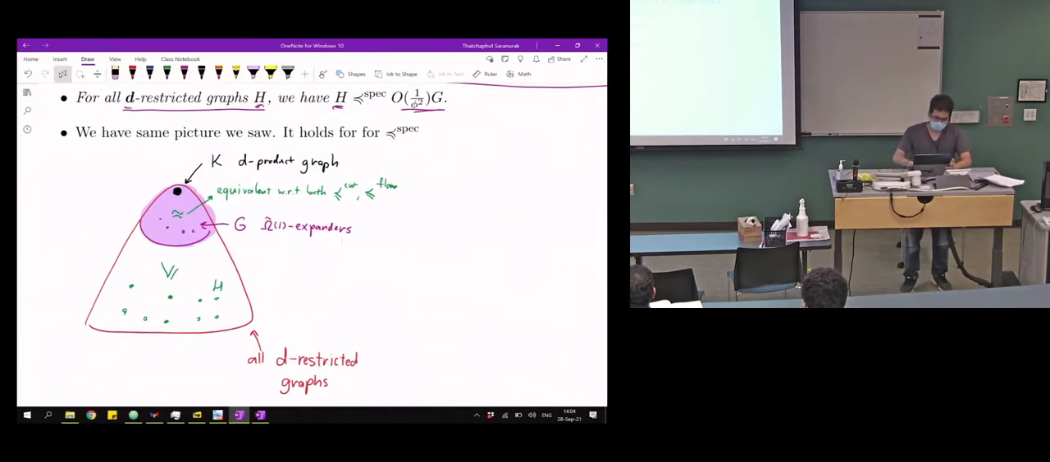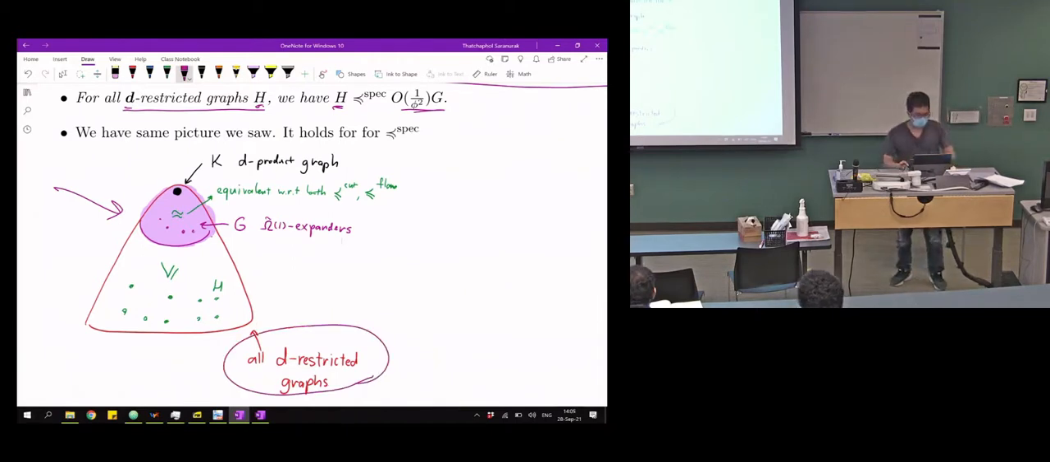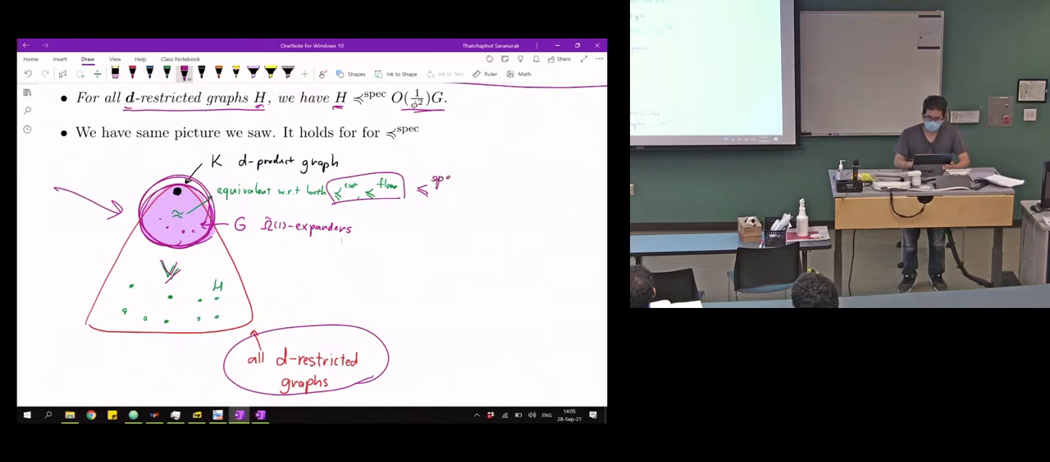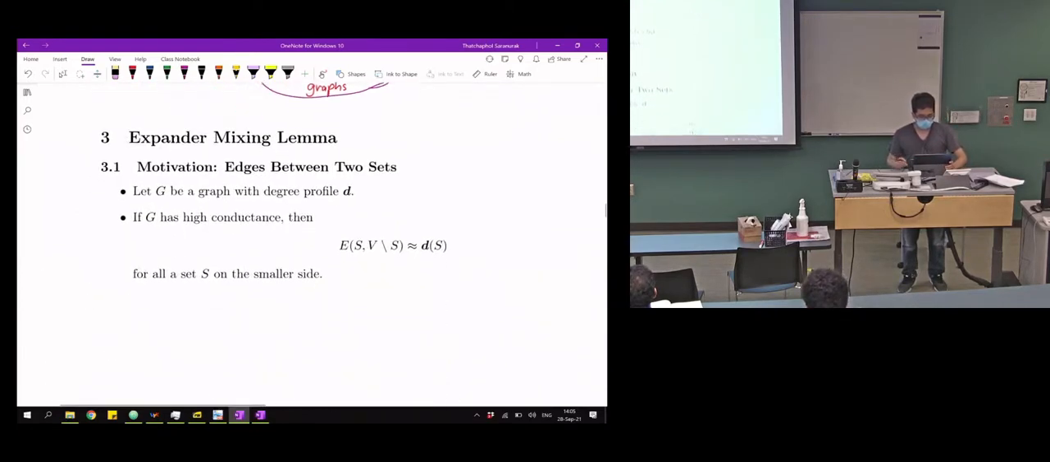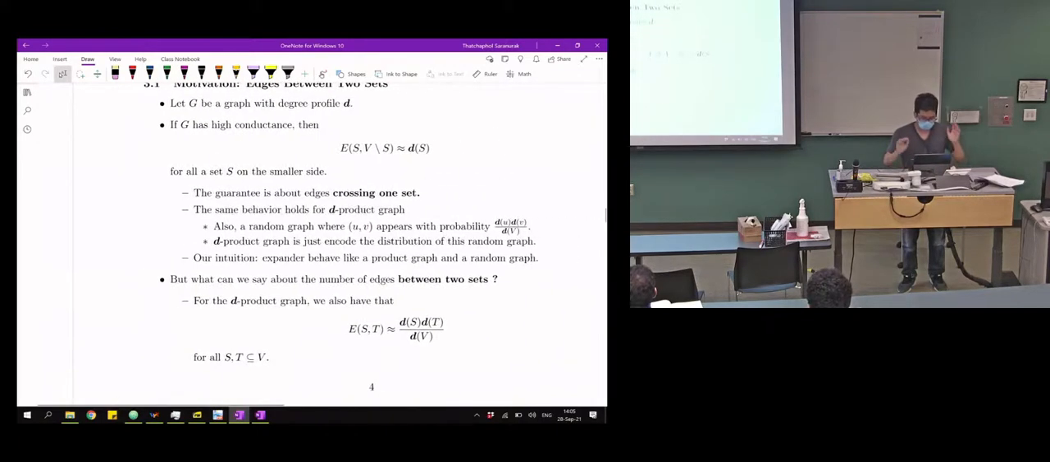All right, but anyway, remember this picture, right? If you look at all of the D-restricted graph, basically the expander forms some equivalence class, and they are bigger than everyone else. We concluded this for cut and flow, and now they are the same also for spectral. So that's the picture that I think is good to have in mind.